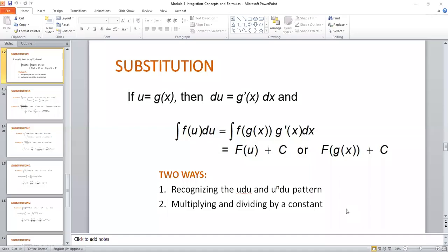I will now continue class with the topic of substitution. So allow me to share my screen again. Okay, so you can see now substitution.